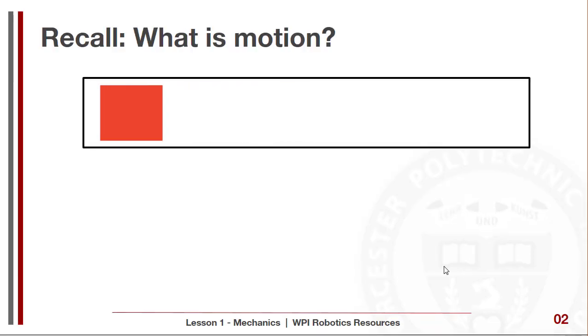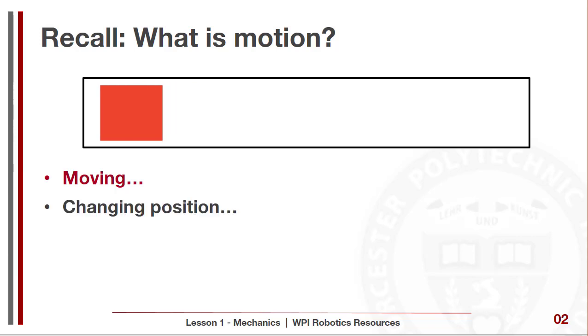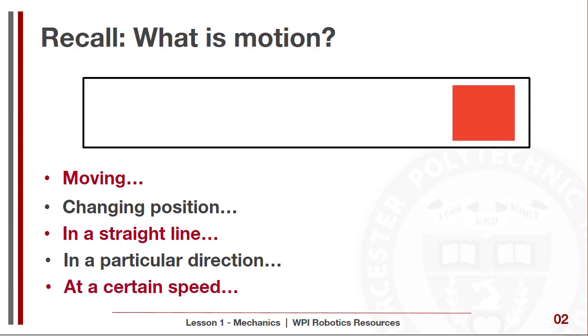So what is motion? As a way to visualize this question, what is happening to the red block on the screen? You can say it's moving, yes. But what's really happening? It's changing position, right? And it's changing position along a straight line in a particular direction, towards the right, and it's moving at a particular speed.